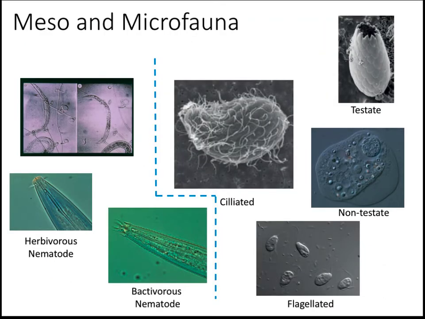Some other examples of these organisms, the meso and the microfauna, are the nematodes, and this is an example of a nematode that's actually being consumed by fungi in the soil environment. Everything in the soil environment has something else that's going to feed on it. You can have herbivorous nematodes. They'll have a stylet like a hypodermic needle that'll puncture a root and allow them to suck out the nutrients. But you also have these bactivorous nematodes that feed on bacteria, consume bacteria.